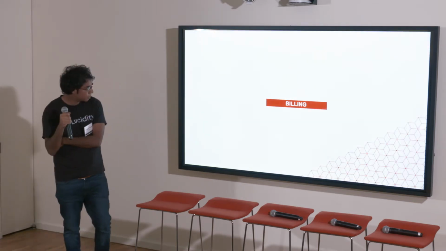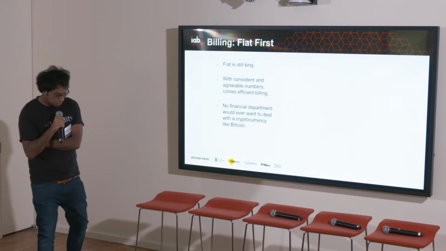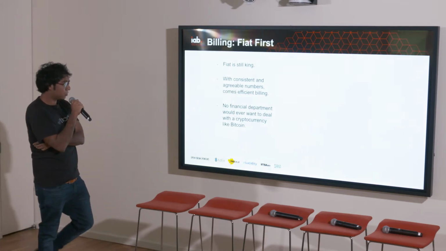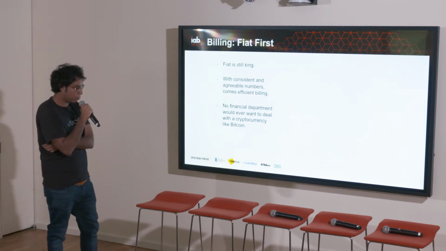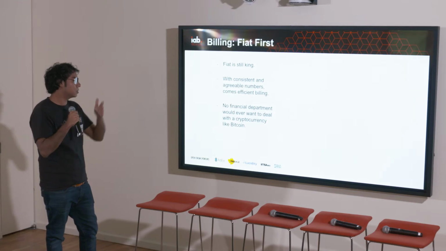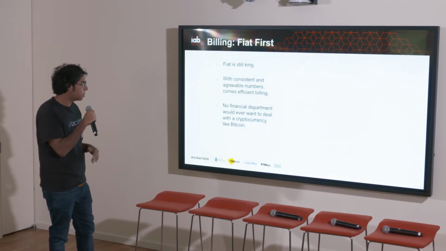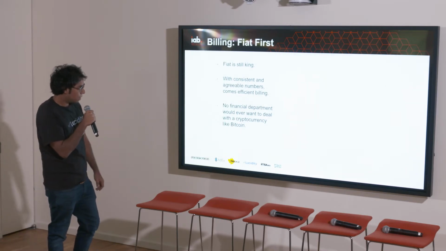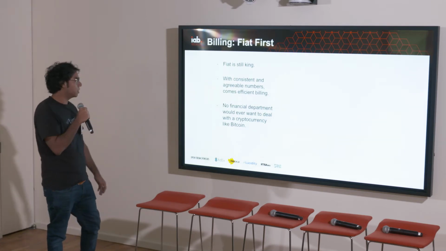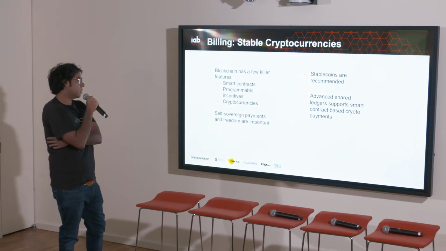Billing, cool. Slide. So fiat is still king, sitting on that iron throne or whatever. With consistent and agreeable numbers comes efficient billing. Now you have one ledger, one set of numbers. You don't have all the different numbers. Everybody can just go to one place and have agreeable numbers that follow standards. There's nobody fudging the numbers, and you have the receipts to prove that. And no financial department would ever want to deal with a cryptocurrency like Bitcoin. It fluctuates too much, right? It's a nightmare for financial departments. So we give you guidance around that.